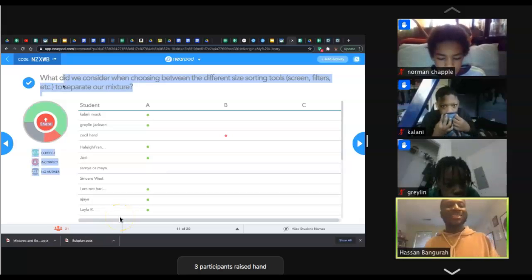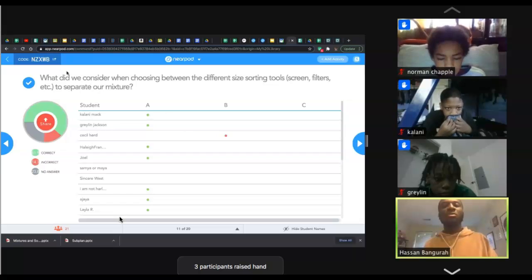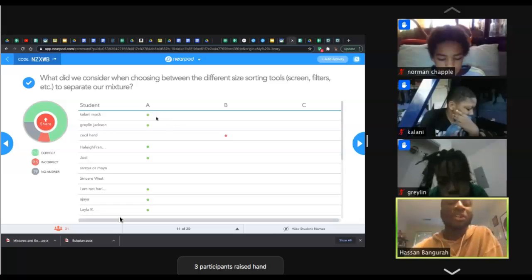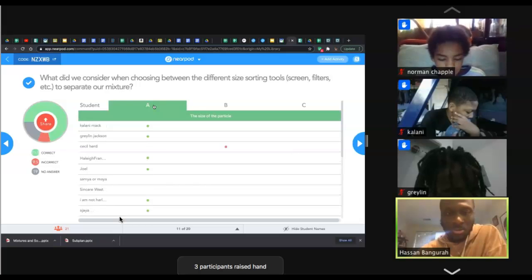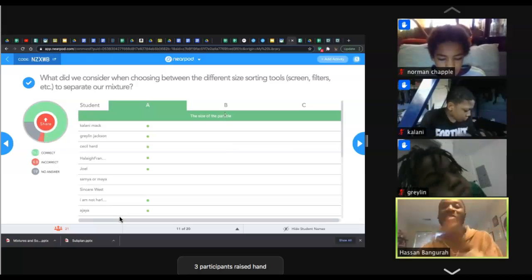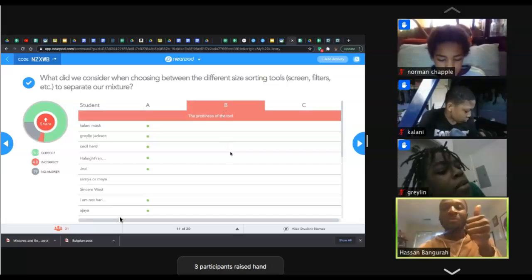What do you need to consider when choosing different size sorting tools? What do we need to consider to separate a mixture? We need to consider the size of the particle. Yes, we need to consider the size of the particle.